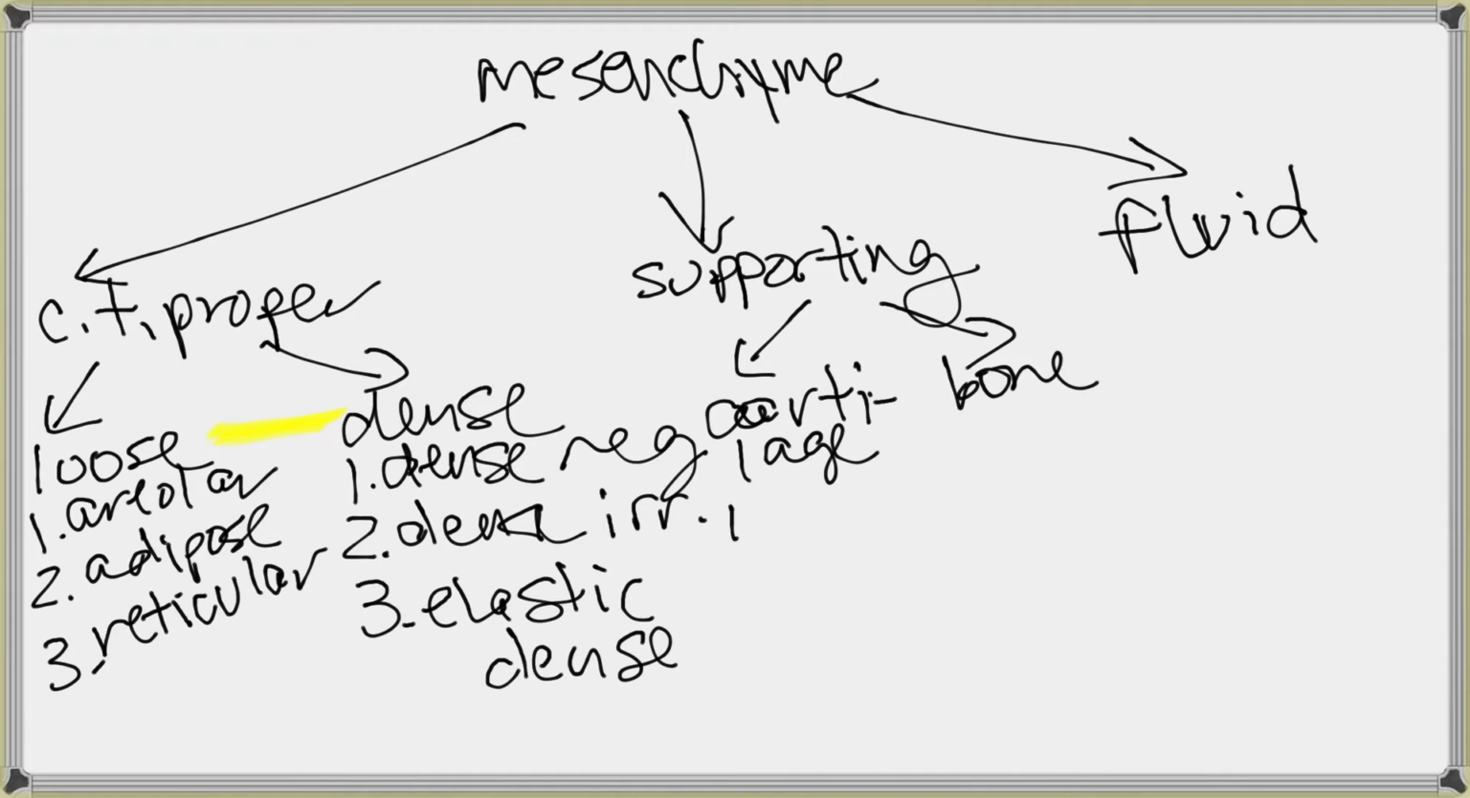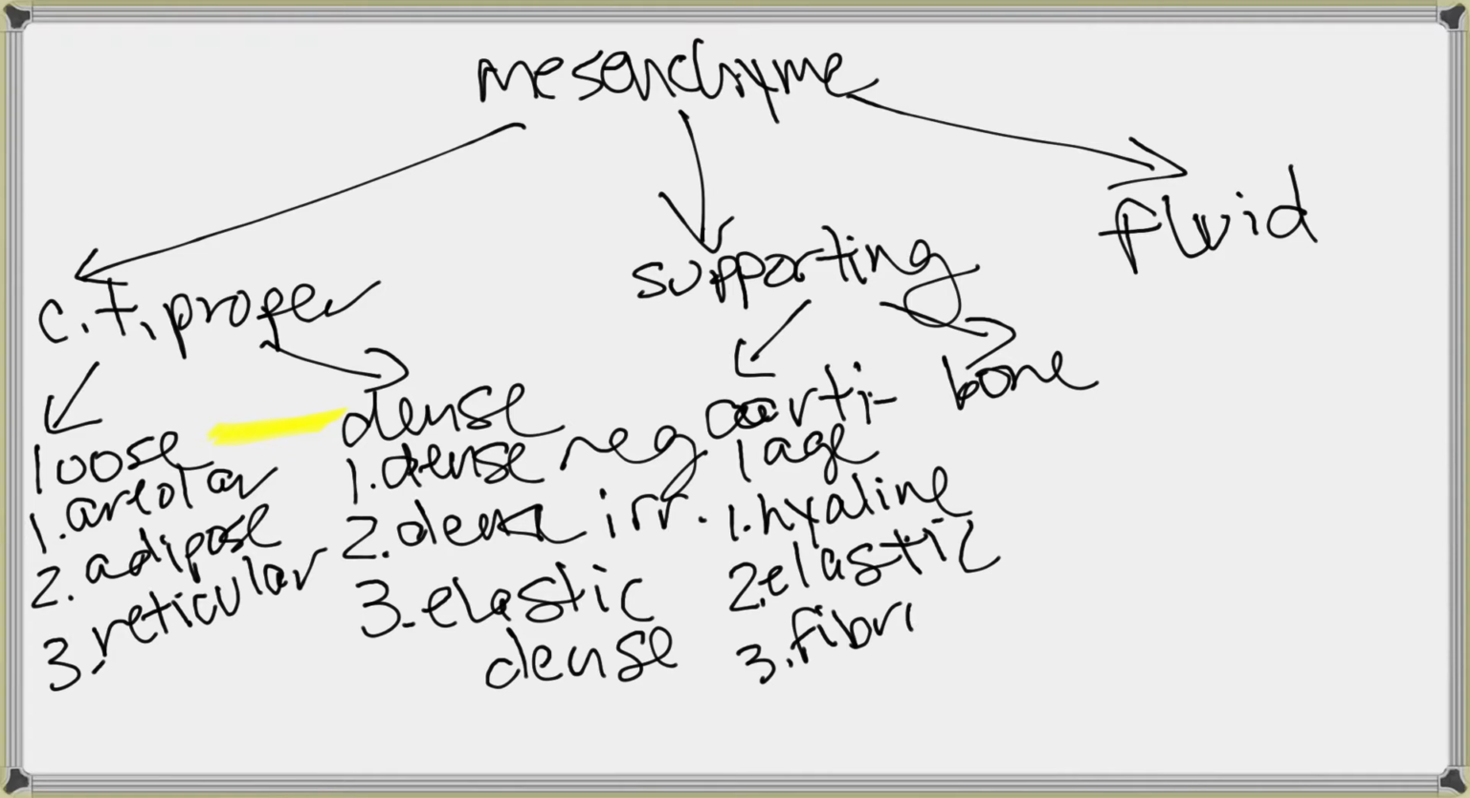There are 3 types of cartilage. There is hyaline cartilage. There is elastic cartilage. Don't leave out the cartilage. I'm just running out of room. And then there is fibrocartilage. So hyaline cartilage, elastic cartilage.